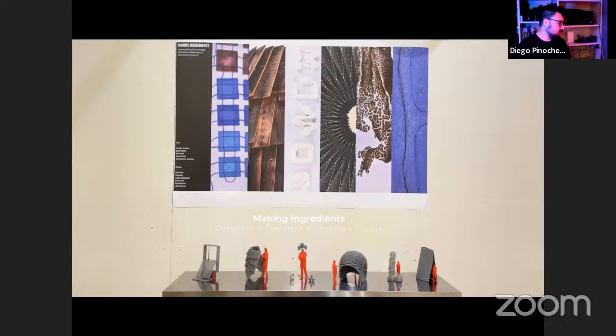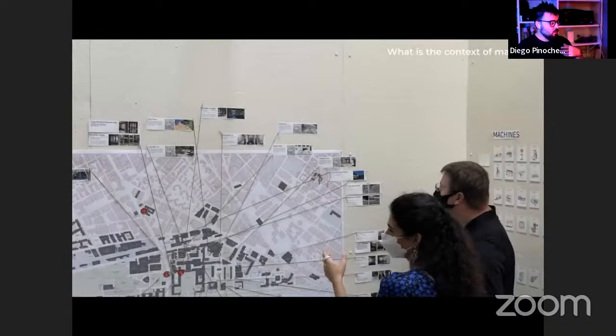So the idea of Making Ingredients, and what I answered to people asking about the name, was not that we were going to actually make new ingredients, but that we were working with the ingredients of a making process. We asked our students, what is the context of making? Can you start a design by defining this idea of context?